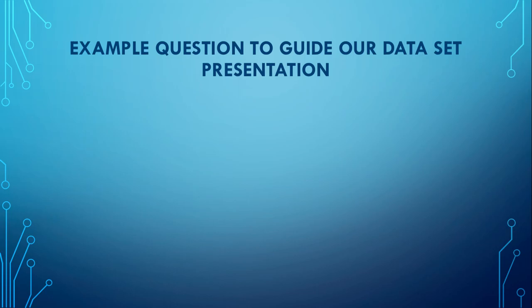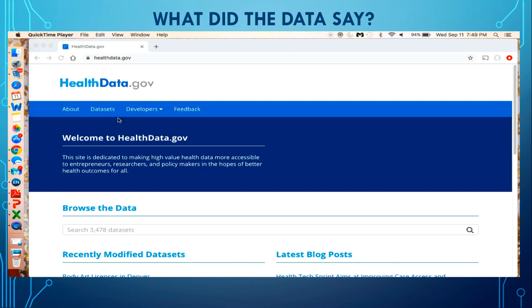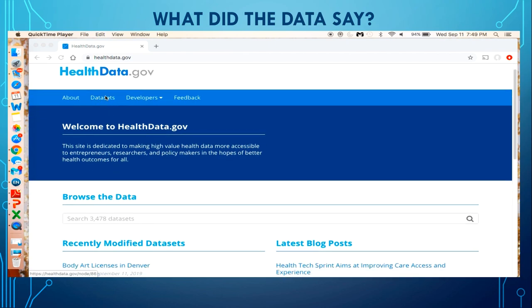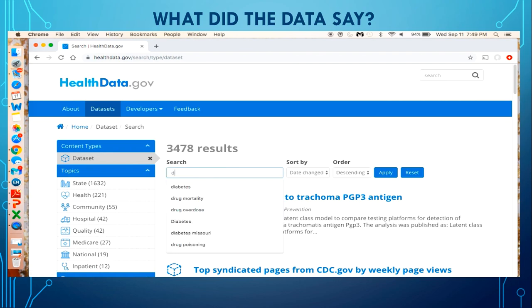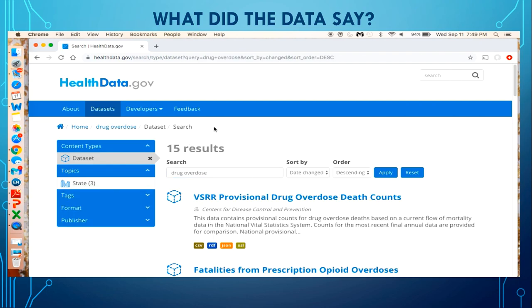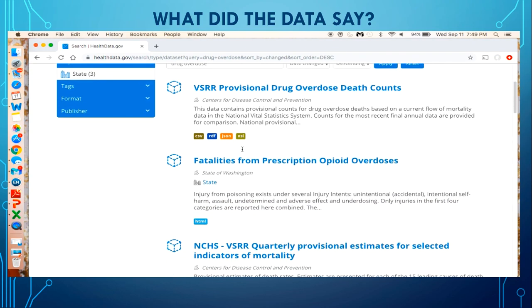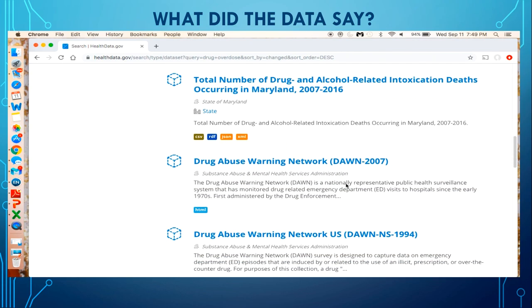For the purpose of our presentation, we chose an example question. For the year 2015, which state has the highest death rate amongst all ages related to drug overdoses? So we decided to use the health.gov database to search our capstone question. So we went to the website and clicked databases, and in the search bar, we typed in drug overdose. This produced 15 results. So scrolling through these results, none of them really looked relevant to our capstone question.